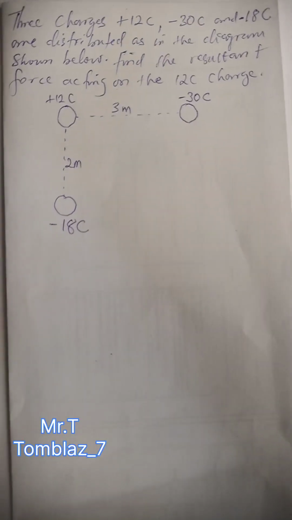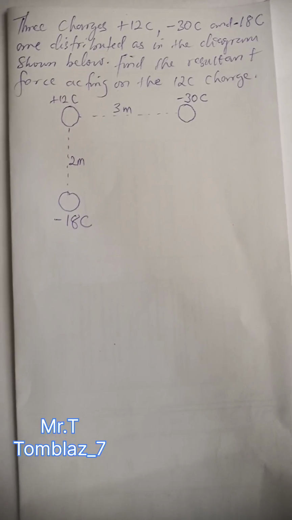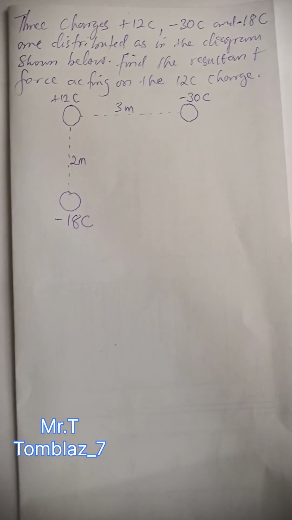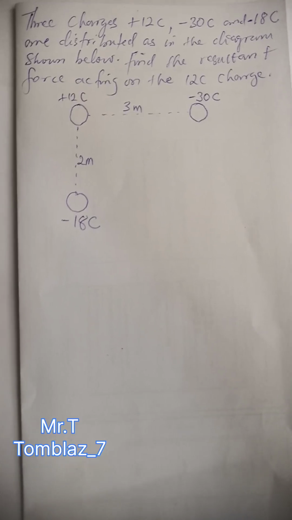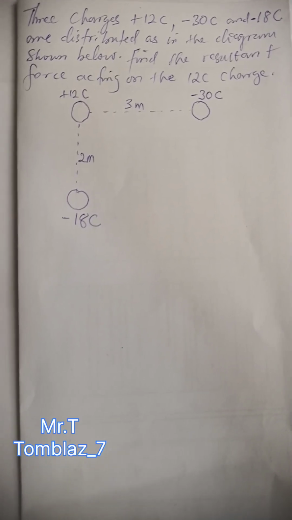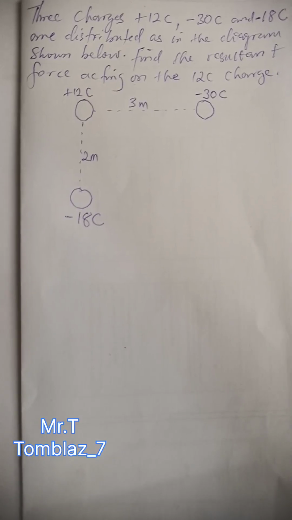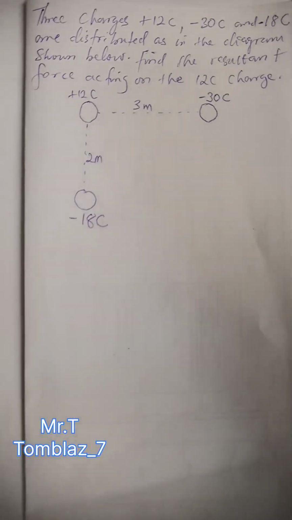Hello everyone. I have this physics question that says 3 charges, plus 12 coulomb, minus 30 coulomb, and minus 18 coulombs, are distributed as in the diagram shown below. Now we should find the resultant force acting on the 12 coulomb charge. So the diagram is given.